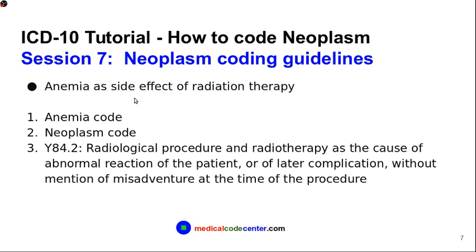If the anemia is the side effect of radiation therapy, similarly, we also code the anemia code as the principal code, and the neoplasm code will be the second code, and also use the third code Y84.2. This is the code for radiological procedure and radiotherapy as the cause of abnormal reaction of the patient or of later complication, without mention of misadventure at the time of the procedure.